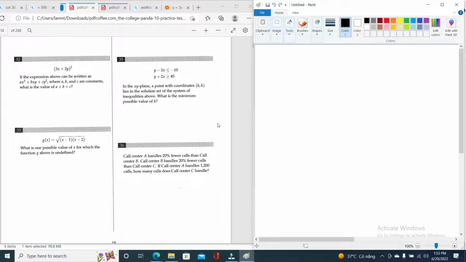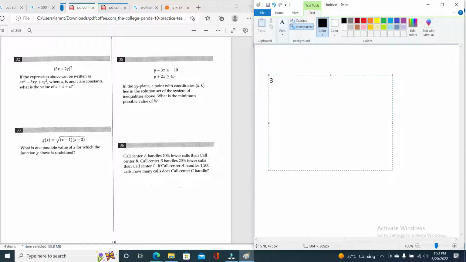Okay, Cocenter A handles 20% fewer codes than Cocenter B. Cocenter B handles 20% fewer codes than Cocenter C. If Cocenter A handles 1200 codes, okay, so 26, A is 100, so B is 120 plus 20% of A. Okay, so that's just 1.2A, which is 1,440, right?